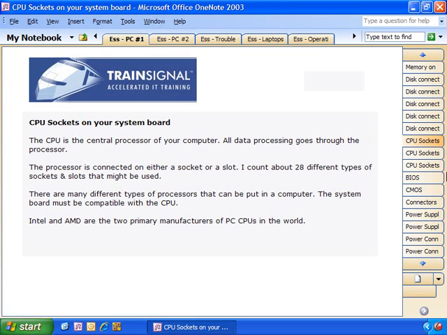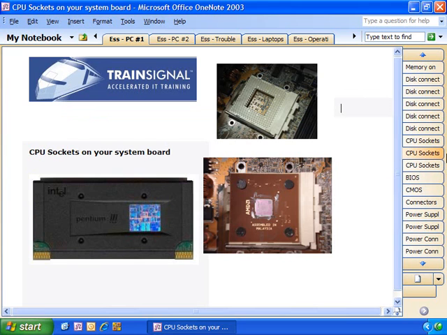Now keep in mind also that Intel and AMD are the two primary manufacturers of PC CPUs in the world today, with Intel being the market leader right now. So here's some pictures of some different types of CPU sockets and slots, and then the CPUs that would fit into those. So up here, this is a socket for a processor, and here is an AMD processor that's been inserted into that processor socket.